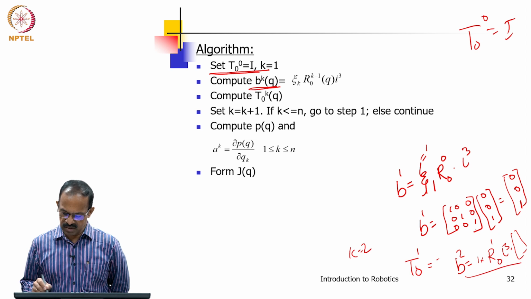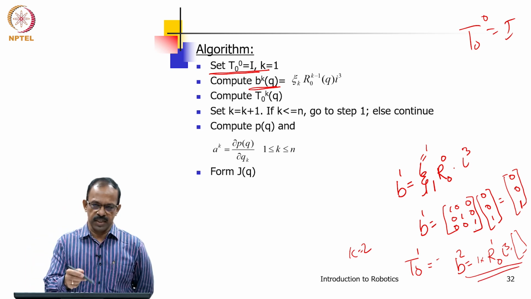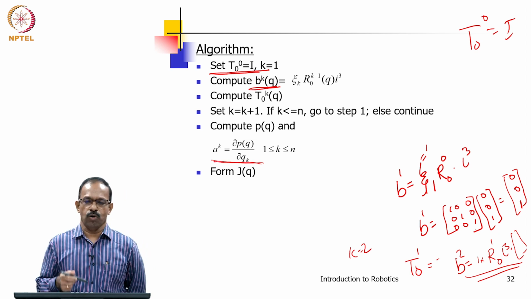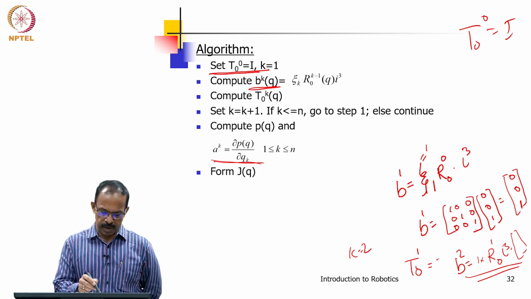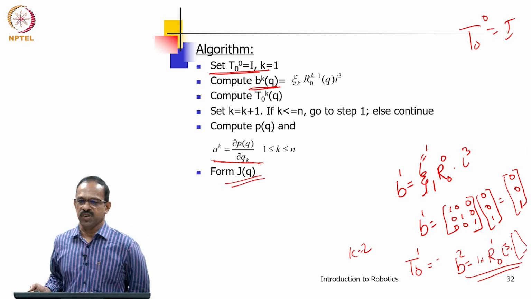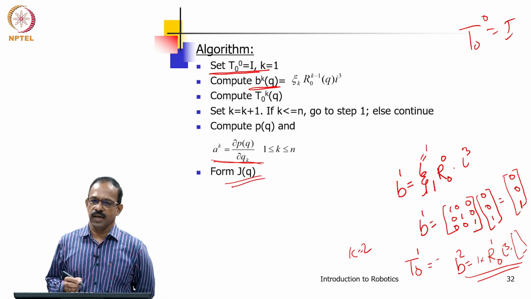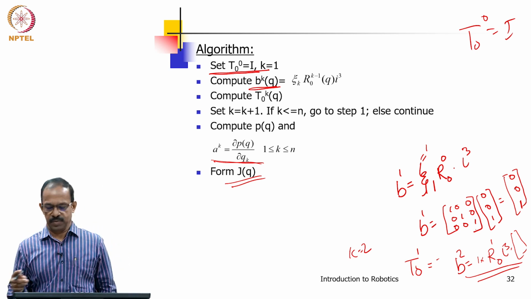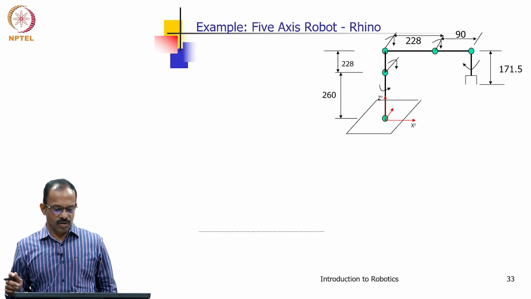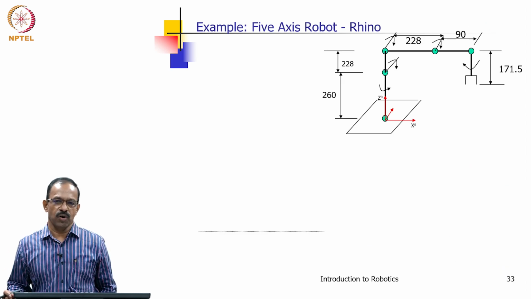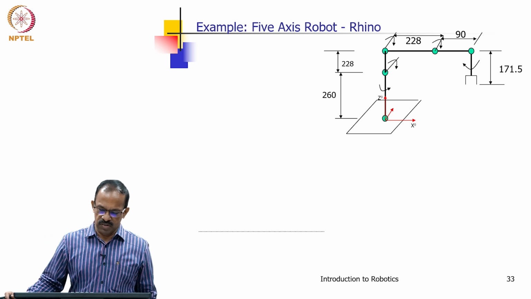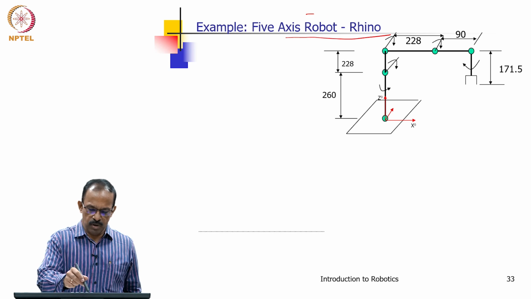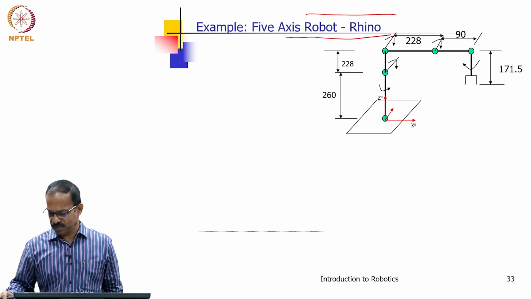So, you will be getting this as B2, and similarly you go for B3, B4 etc., and finally get this Ak, that is the top part, the linear part, by taking the partial derivative, and form the Jq. So, this is what we will actually do in the computation of the Jacobian for the whole manipulator. Okay. So, we will take an example, so it will be easy for you to follow how it is done. We will take the example of this 5 axis robot Rhino and see how the Jacobian can be obtained for this robot.